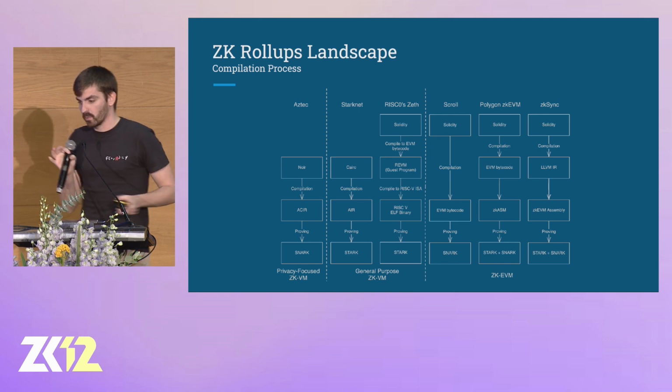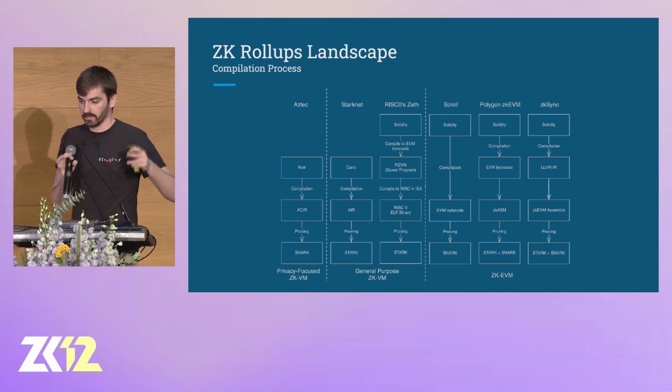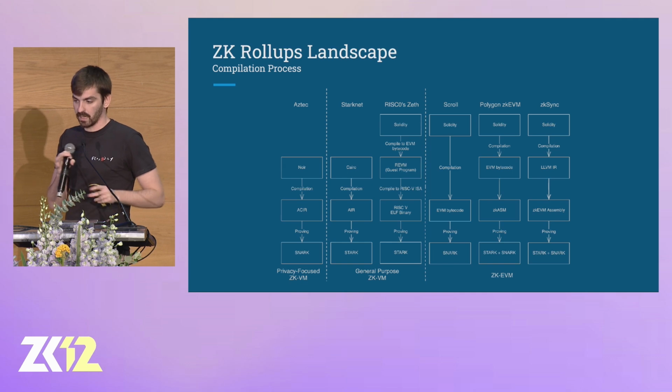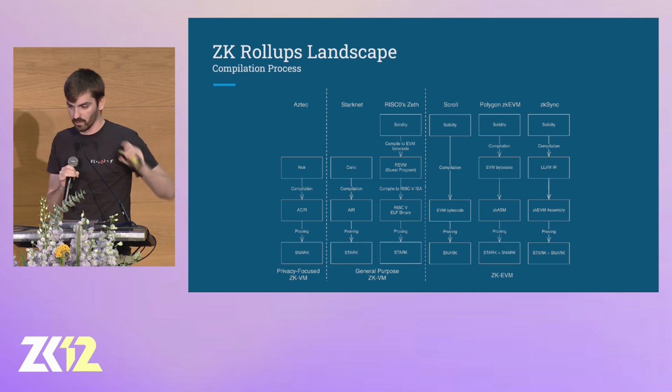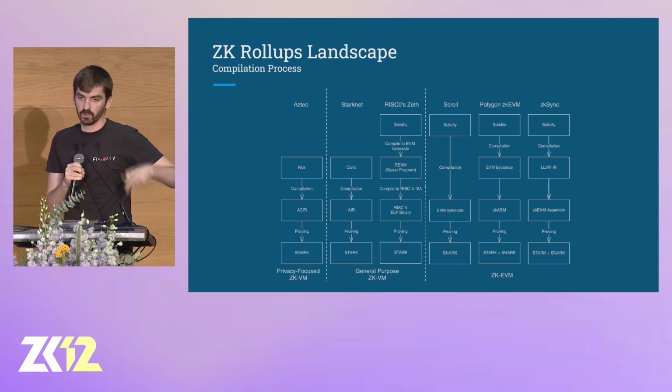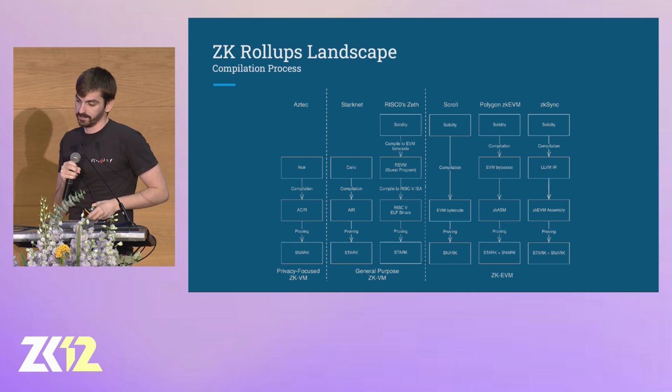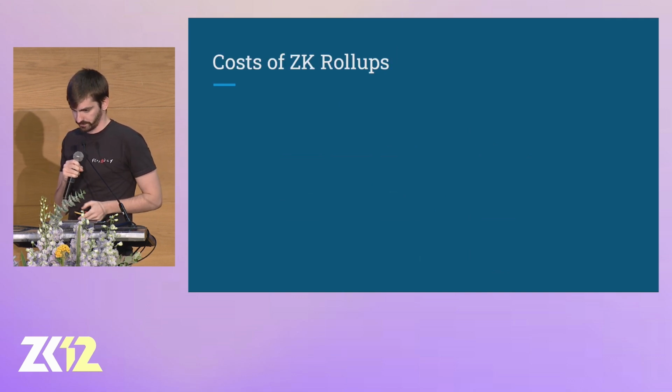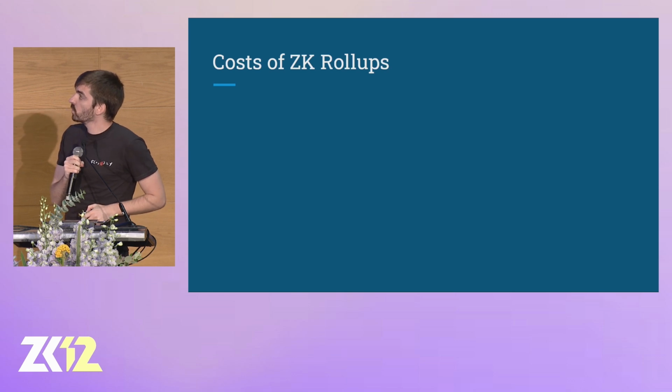So here is another way to see the landscape and basically the compilation process. And as I said, we want to start from the Solidity part to be able to compare similar payloads. So what are the costs?